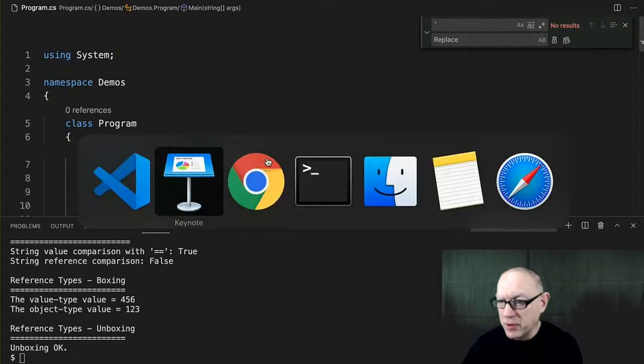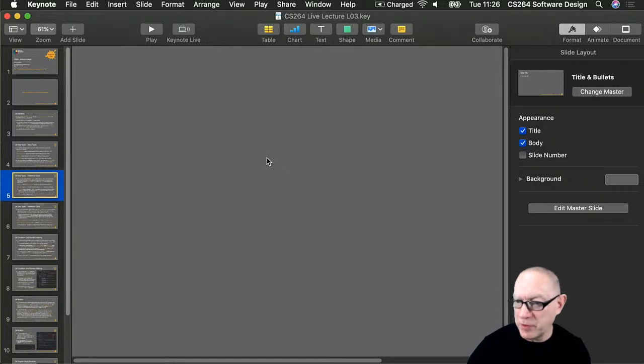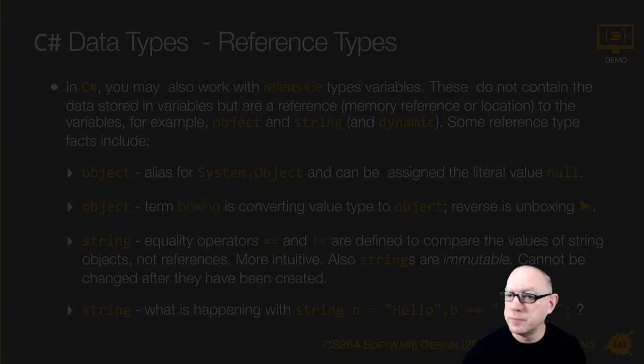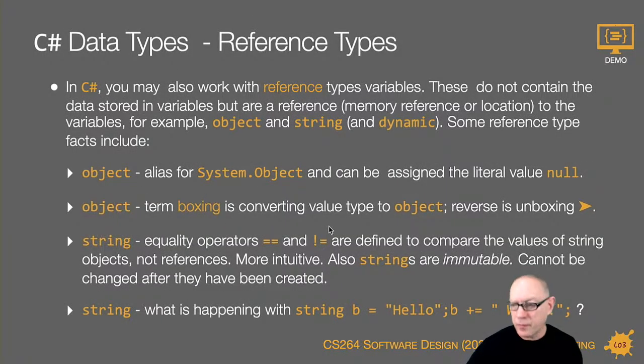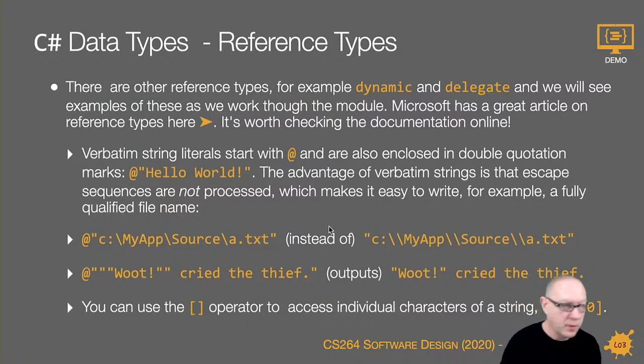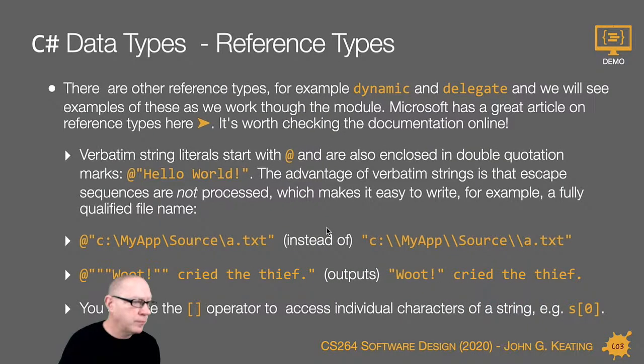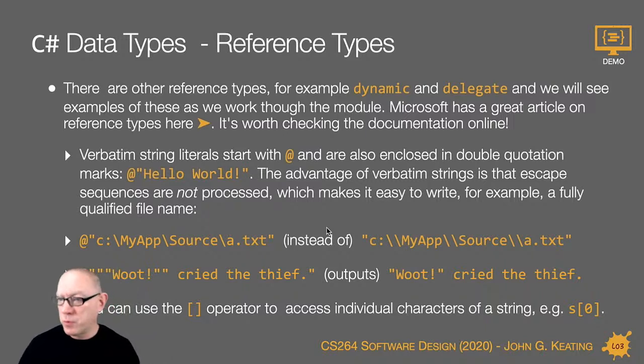So let's go back to our presentation. There are other reference types. So there's dynamic and delegate, and we'll see examples of these as we work through the module. Microsoft has a really good article on the reference types. They're here. You click through, and it'll be fine. It's really worthwhile checking their documentation. It's super.